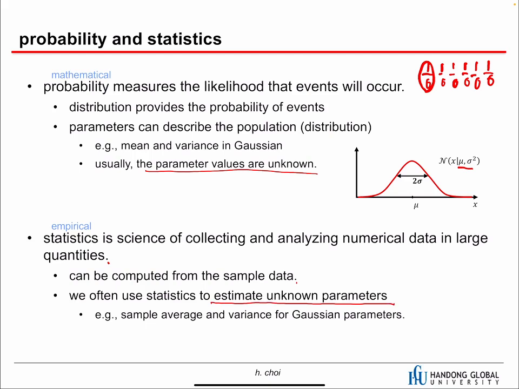There is a connection. When we talk about probability, there is a distribution and the distribution can be modeled, and in the distribution we have to have some parameters like mean and variance. But these parameters are unknown. But when we have data samples, then we can estimate these parameters. For example, we can calculate the sample average and the variance for Gaussian parameters.